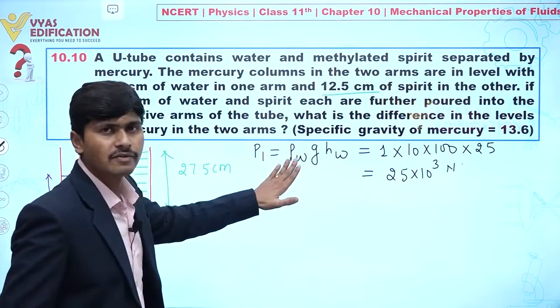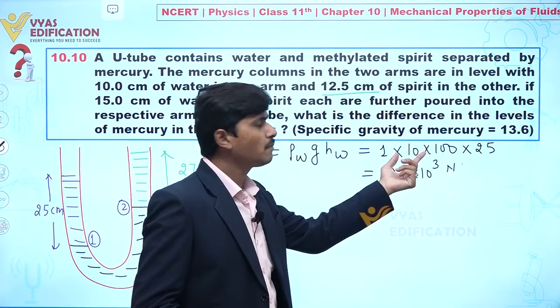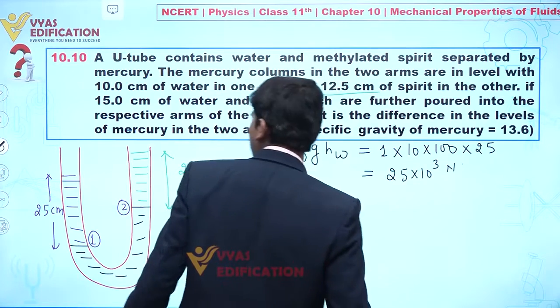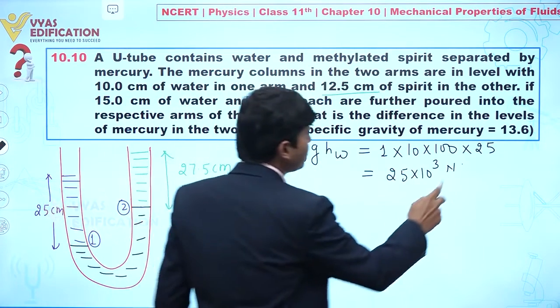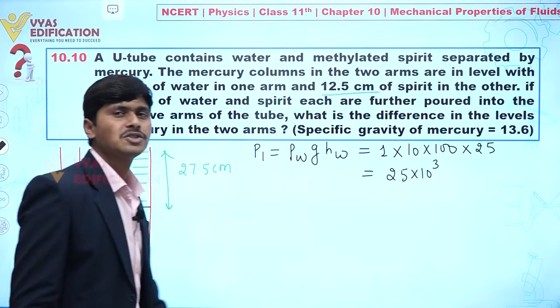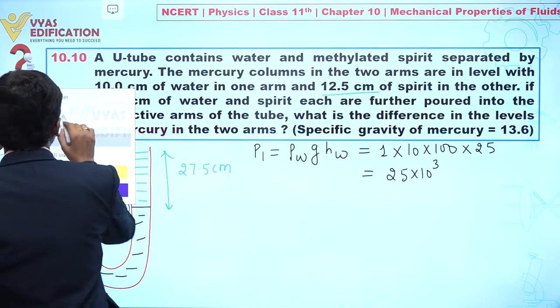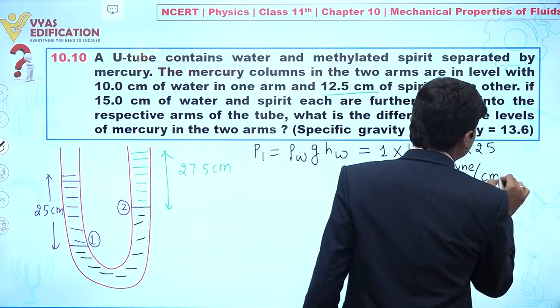The density of water we have is 1, g you are taking as 10 multiplied by 100, and h W you are taking as 25 centimeters. So here you can write the unit. You get this unit because this is not Newton per meter square, this is dyne per centimeter square.